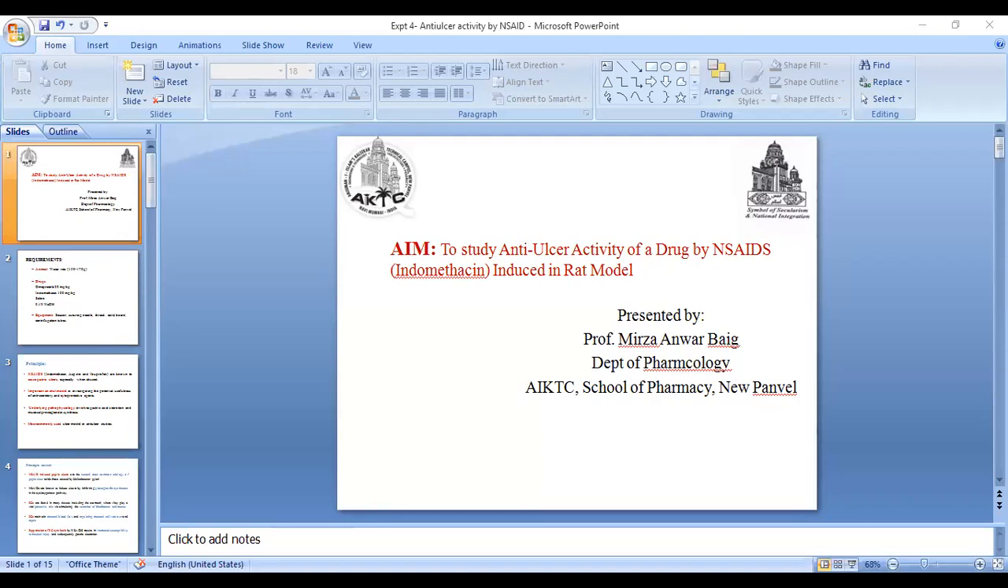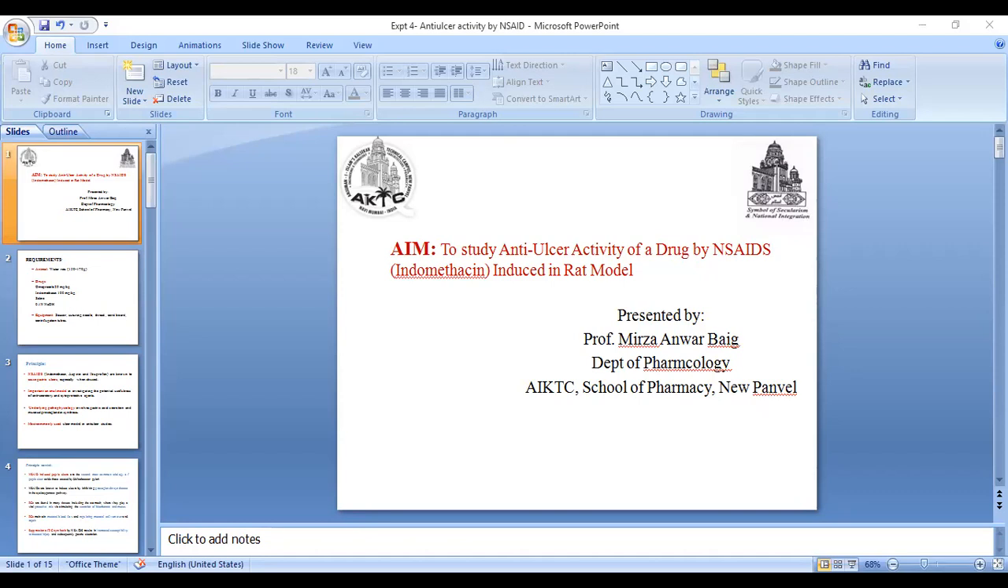Now, to study the anti-ulcer activity, we should first induce ulcer in the animal. Now, this ulcer can be induced by NSAIDs. In the last experiment, if you can recall, we used the pyloric ligation method. We ligated the pylorus, and that was the pylorus ligation animal model. But in this experiment we are using NSAIDs.